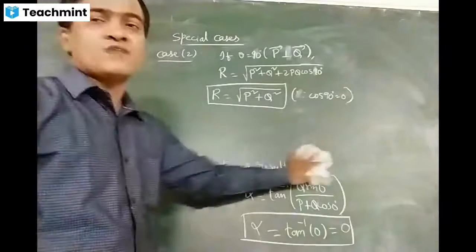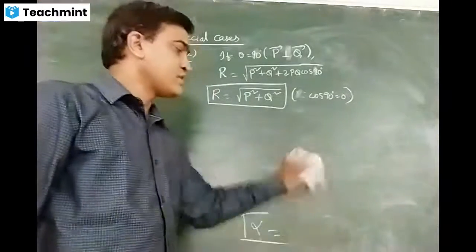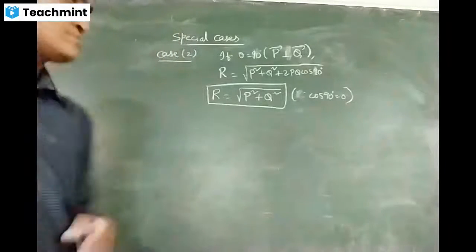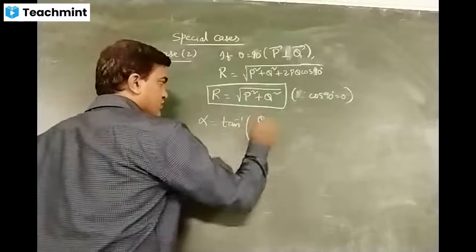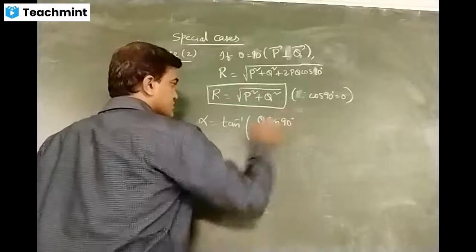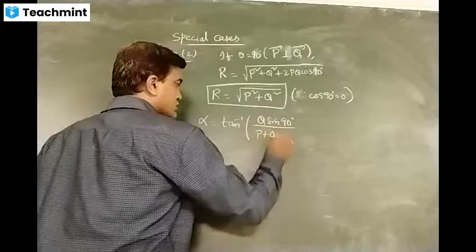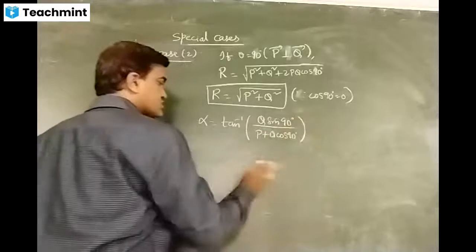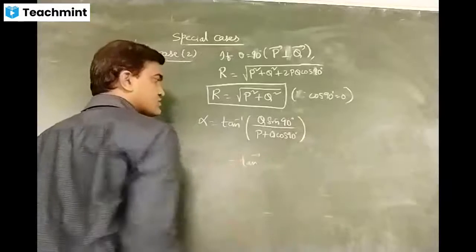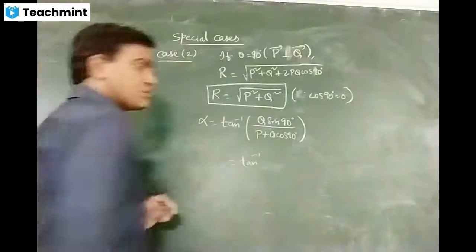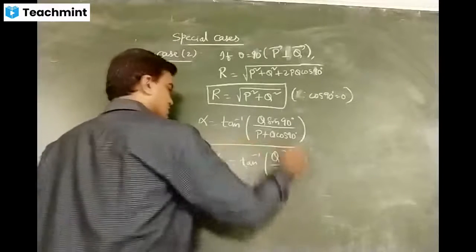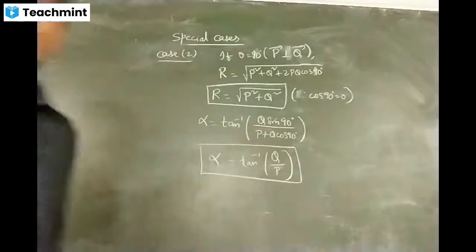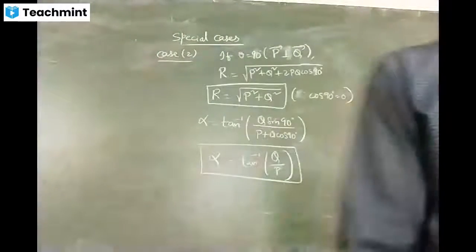And what about the alpha value? Tan alpha is equal to Q sin 90 degrees upon P plus Q cos 90 degrees. Sin 90 degrees is 1 and cos 90 degrees is 0, so alpha is equal to tan inverse of Q by P. So we got both the direction of resultant as well as the magnitude of resultant when the angle between two vectors is 90 degrees.